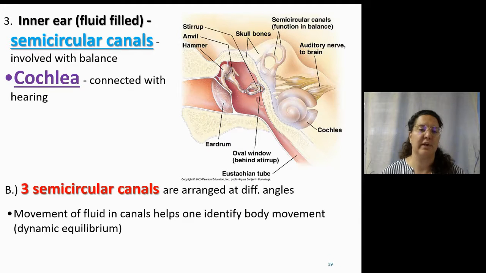Then we have the inner ear, which is fluid filled. So the outer ear is air filled, the middle ear is air filled, and the inner ear is fluid filled. And it's made up of two main components: the semicircular canals, which are involved in balance, and then the cochlea, which is connected to our hearing. So it's kind of the functional unit of hearing, like the retina was the functional unit of vision. And those three semicircular canals are going to be arranged at different angles, and they're filled with fluid, and it will help us identify our body movements. Are we spinning? Are we walking? Are we jumping? Are we falling?